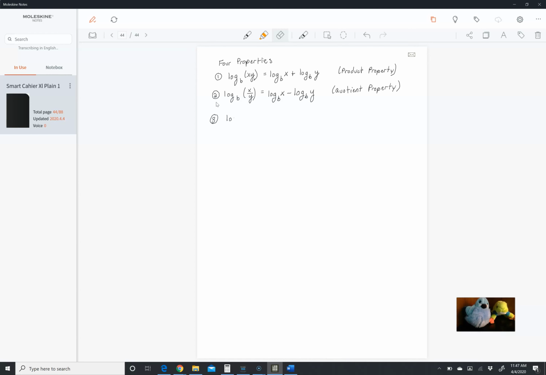The third one says if you have log base b of x to the a power, this is an a. I don't want it to look like a 9. Let's actually use a different letter. Let's use the m power, just because I don't want you to get confused by is it a number or a letter. What we can actually do is we could take this exponent and we can move it out to the front and make it a coefficient. This is called the power property.